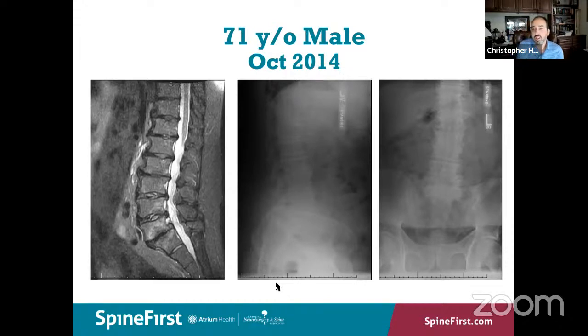So starting here, the patient had an MRI and some plain film upright radiographs in 2014 that showed really diffuse degenerative spondylosis, some loss of lumbar lordosis, severe disc space collapse and facet arthropathy, really diffuse degeneration there with some stenosis centrally as well as some foraminal stenosis. This was most severe at the L5-S1 segment.